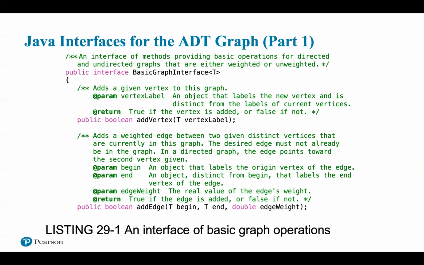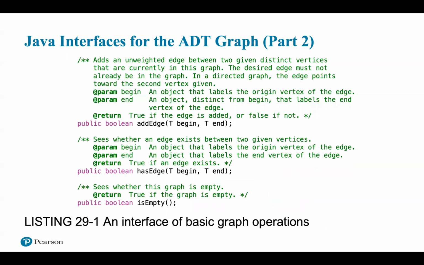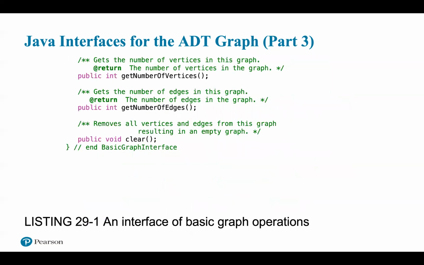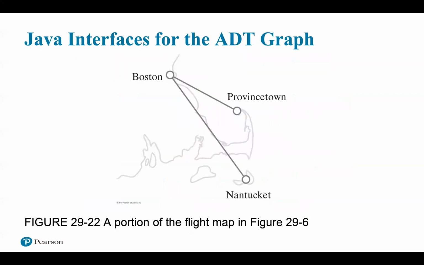To make these interfaces as general as possible, we have them specify graphs that are either directed or undirected, and weighted or unweighted. The first interface appears in listing 29.1. The generic type T represents the data type of the objects that label the graph's vertices. So this is the continuation of that listing, and you can look that over. And here's part three of that.